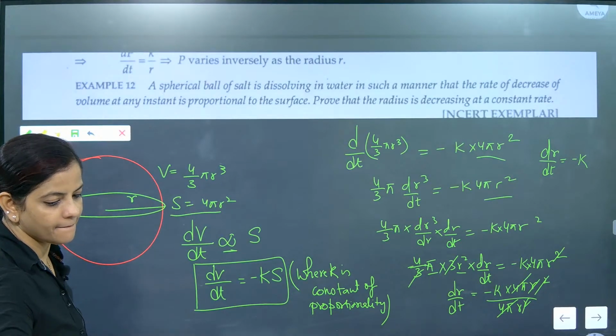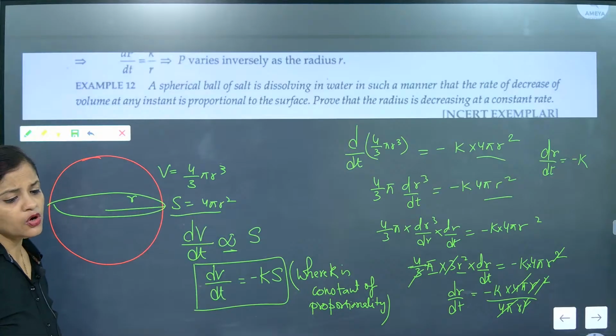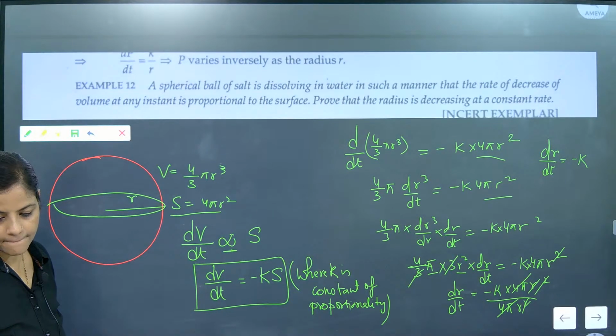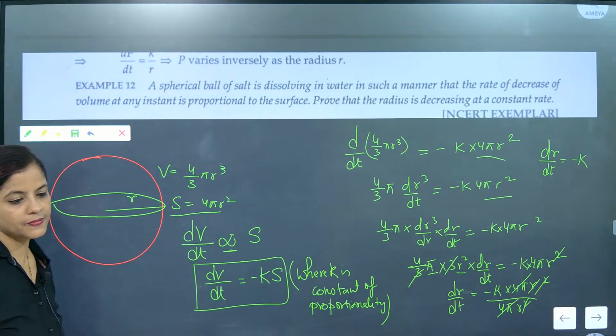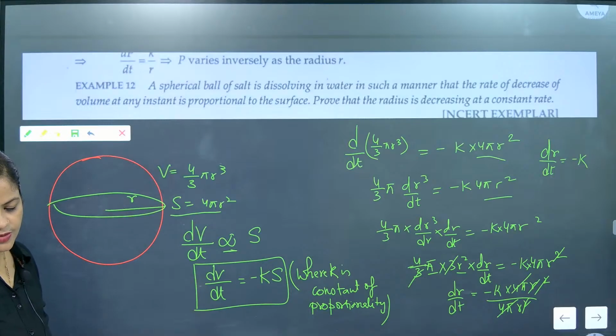Done? Shall we go for the next question, please? Okay, shall we go for the next question? Let's start the next question. Today the net is lagging so much.